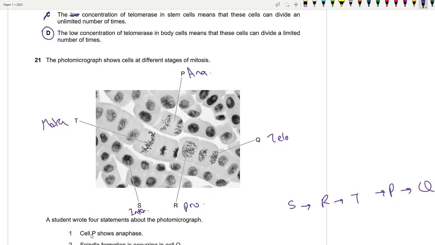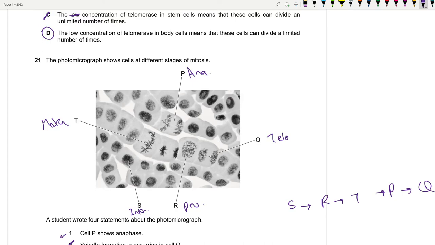A is wrong. Cell P shows anaphase, which is also true. 1 is also true, so this has to be wrong. It's between B and C. Spindle formation is occurring in cell Q. What? Cell Q is, it's impossible. Because where does spindle formation occur? Telophase is like the end stage, right? So spindle formation actually begins occurring in late prophase and early metaphase. Late prophase basically. So it should have been R, which is why 2 is wrong. I'm not going to take 2, which is why the answer is C.